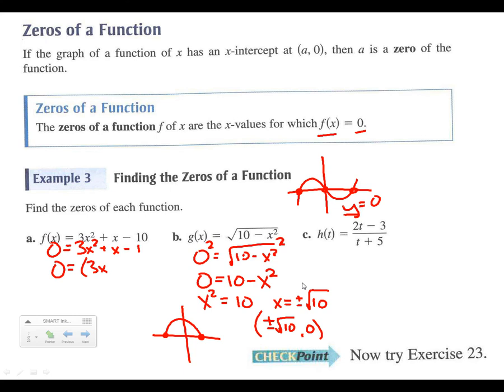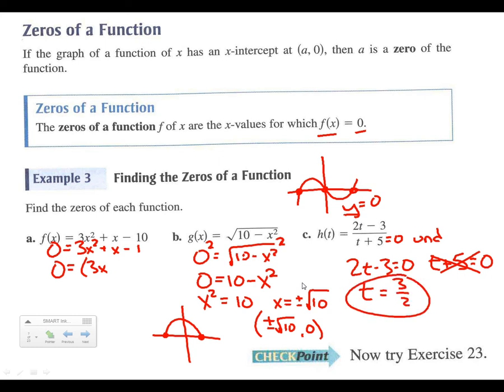Last but not least, C, h of t equals 2t minus 3 over t plus 5. Tempted to have two problems here, 2t minus 3 equals 0 and t plus 5 equals 0. But a 0 is when the function turns into 0, not undefined. If we make the bottom equal to 0, then we'd have 0 in the denominator, which makes it undefined. So we are not going to solve for t plus 5 equals 0. If we solve for this equation, we'll move the 3 over, divide by 2, we'll get t equals 3/2. So 3 over 2, comma 0 would be our zeros.